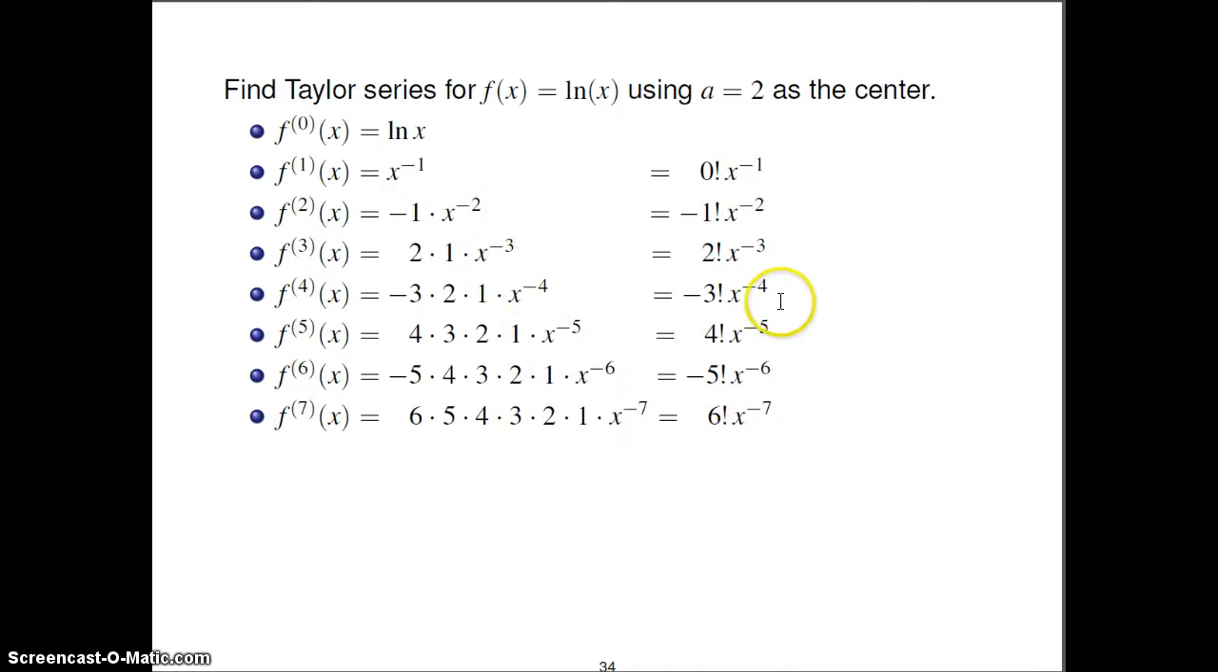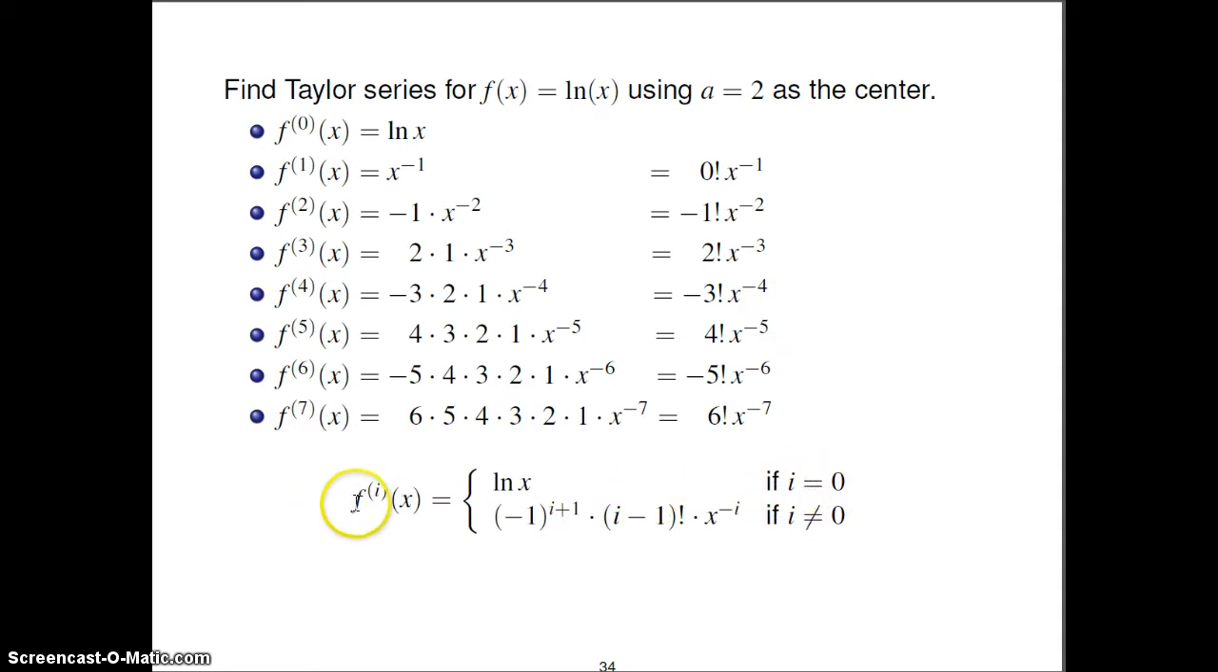Now there's another quick way to summarize this, and it looks like this. So if you talk about, what's the ith derivative? Well, if i is 0, that's this lonely function by itself. That's ln of x, fine. But then if i is not 0, everything else fits a nice pattern, and it goes like this. You have -1 to the ith power.